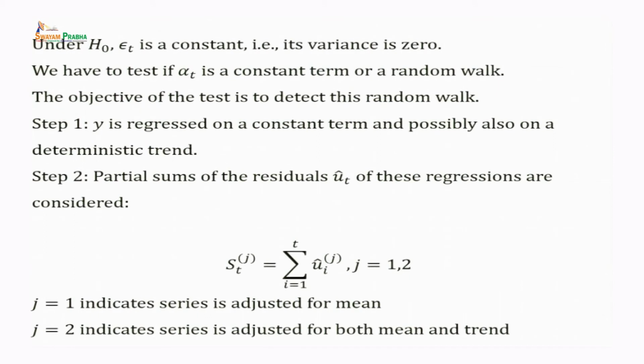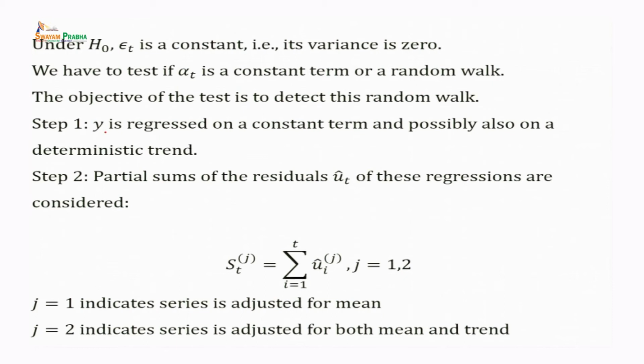So, under H naught epsilon_t is a constant, that is its variance is 0. Then we have to test if alpha_t is a constant term or a random walk. Under H naught we assume that alpha_t is a constant and the alternative is alpha_t is a random walk. Then the objective of the test is to detect this random walk.